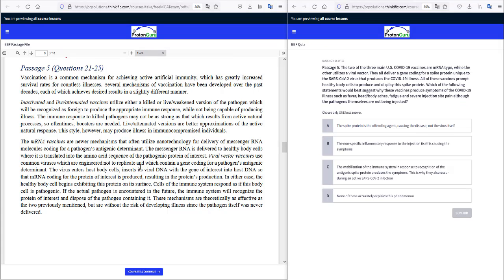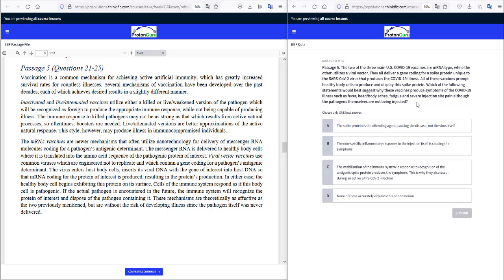Here's our last question associated with passage 5. Two of the 3 main U.S. COVID-19 vaccines are mRNA type, while the other utilizes a viral vector. They all deliver a gene coding for a spike protein unique to the SARS-CoV-2 virus that produces the COVID-19 illness. All of these vaccines prompt healthy body cells to produce and display the spike protein. Which of the following statements would best suggest why these vaccines produce symptoms of the COVID-19 illness such as fever, head, body aches, fatigue, and severe injection site pain, although the pathogens themselves are not being injected?